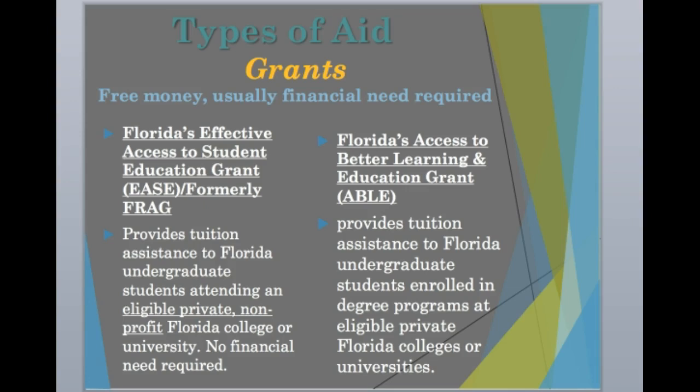And the Florida Access to Better Learning and Education Grant, the ABLE grant, provides tuition assistance to Florida undergraduate students enrolled in degree programs at eligible private Florida colleges or universities. These are the for-profit universities that are private. They're both awarded about equally. They're about $3,500 a year for 4 years, so $3,500 each year. Again, that changes based upon funding every year, but it has been about $3,500, and it's based solely upon Florida residency. So no financial need required for those two.